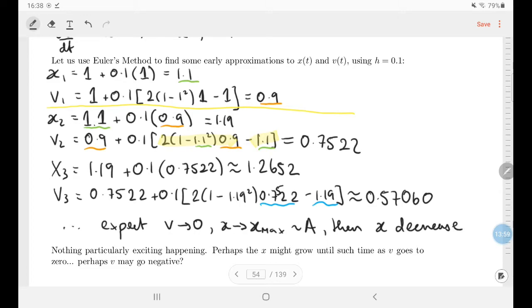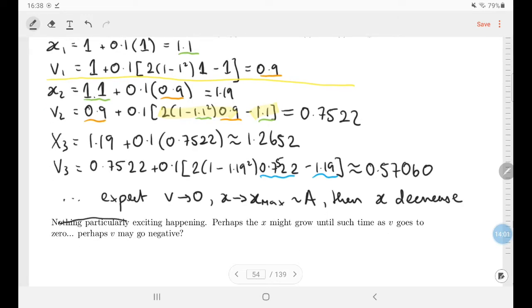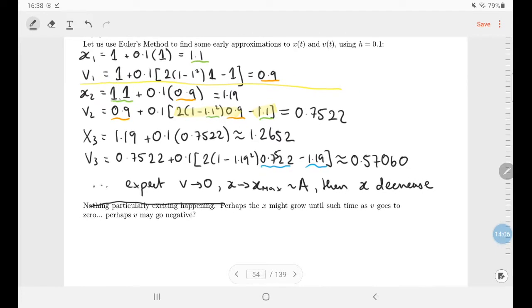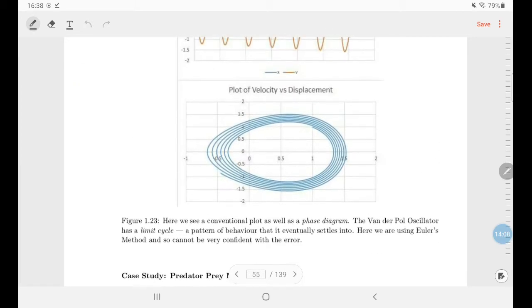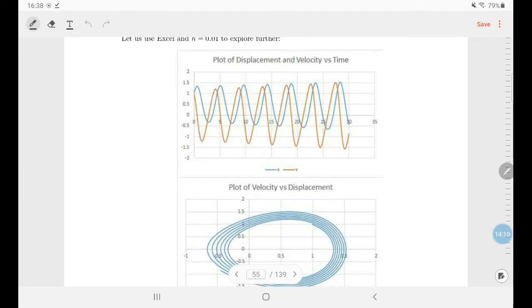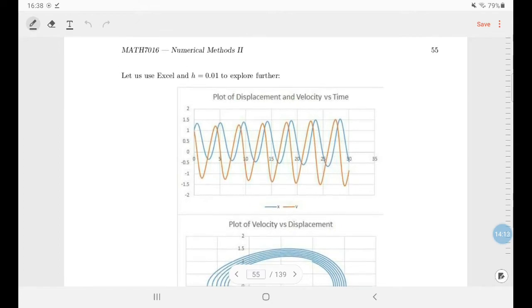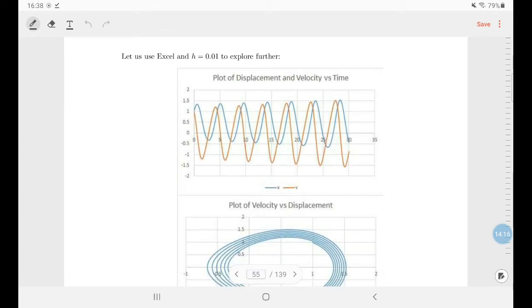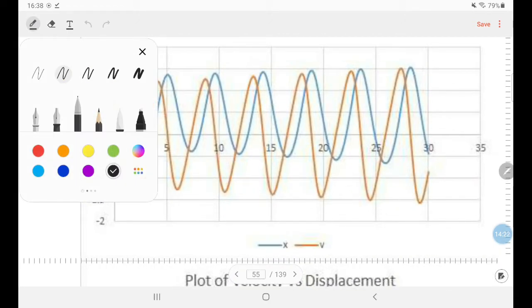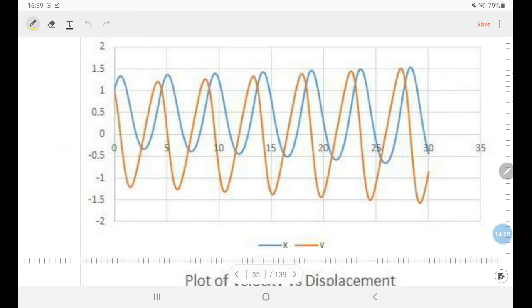So it says nothing particularly exciting. Not quite. I think it is exciting. Perhaps the x might grow until such time. Yeah, perhaps so, actually that's not too bad. So we got a plot here of what's going on. Can we kind of understand? So let us use Excel and h equals 0. So I think we started with, so here we can just zoom in. Here, we said that the velocity would go to 0. Now there seems to be a bit of disagreement between these two.